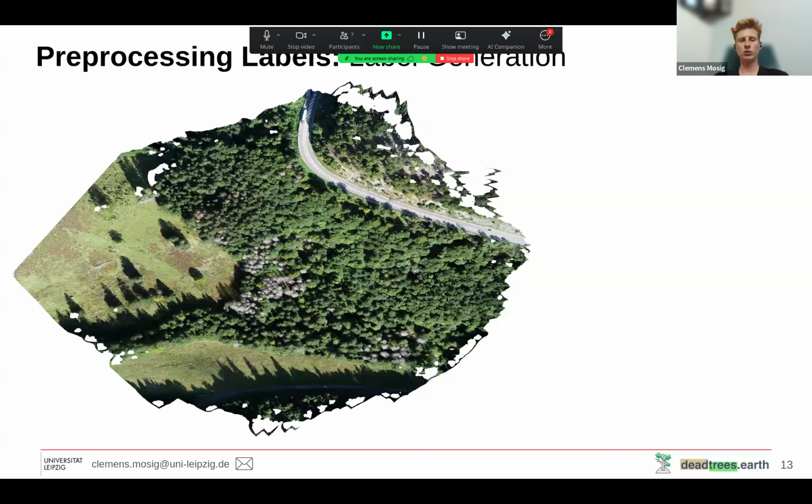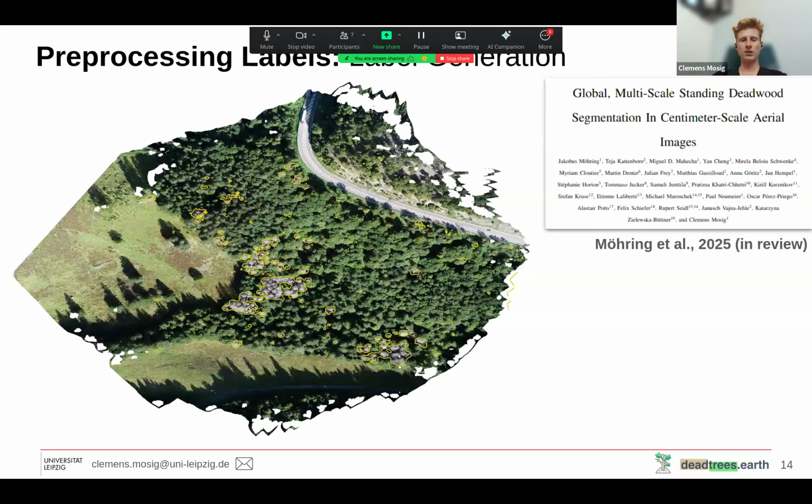So how exactly are we going to use these drone ortho photos as reference to create training labels for Sentinel-2? Well, first, we started manually labeling dead trees, but now we already have a working model that can handle any drone ortho photo in the world and can label dead trees automatically. So here on the left, you have a prediction of the labeled dead trees in this drone ortho photo. And there's a paper on that that's currently in review, but it's already out as a preprint on arXiv if you want to look at that.